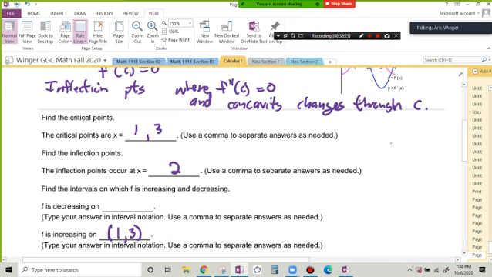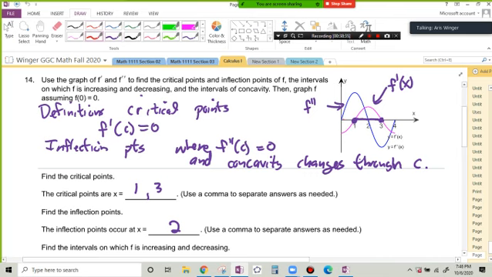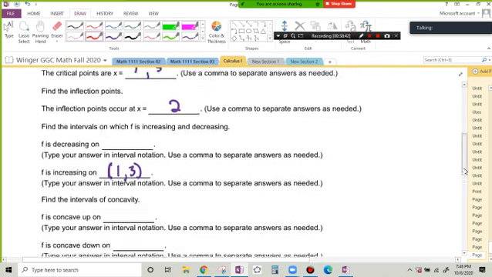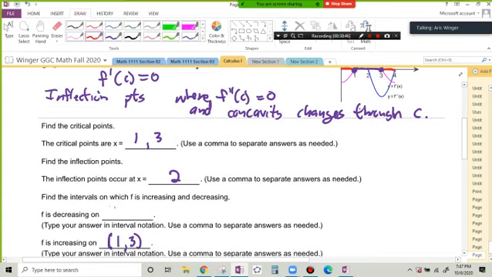The function is decreasing wherever the derivative is under the x-axis. That looks like, let's use a different color, 0 to 1, 3 to 4, wherever the derivative is negative. 0 to 1, comma, 3 to 4.